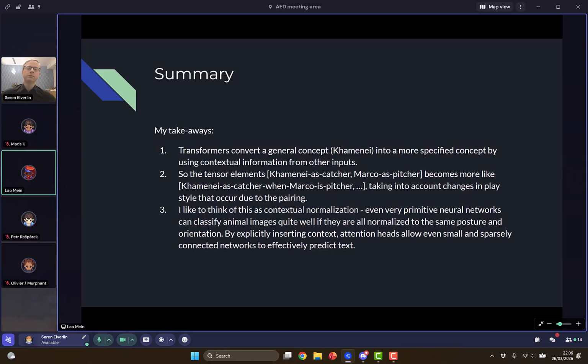And the transformer architecture can be thought of as contextual normalization. It's like you make the implicit connections between all these words more explicit.